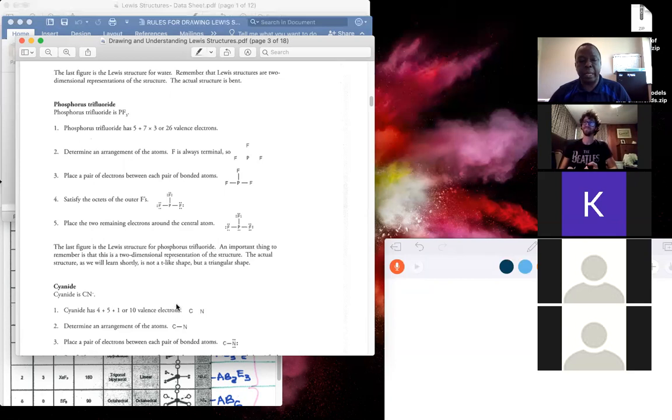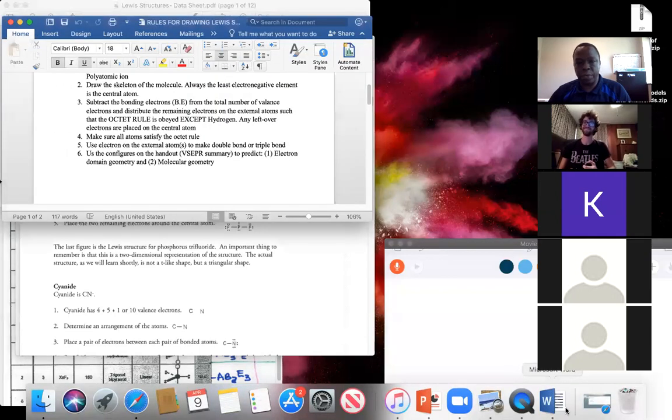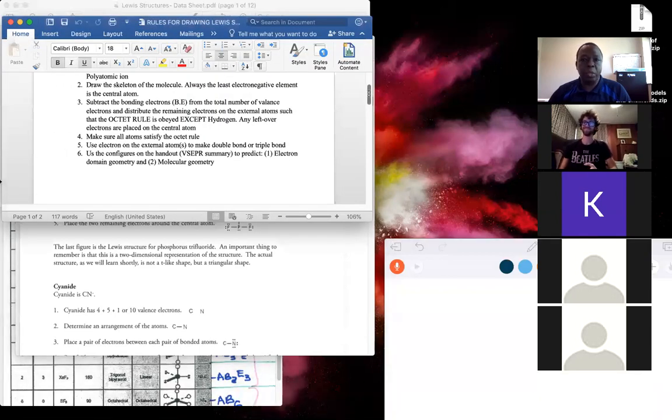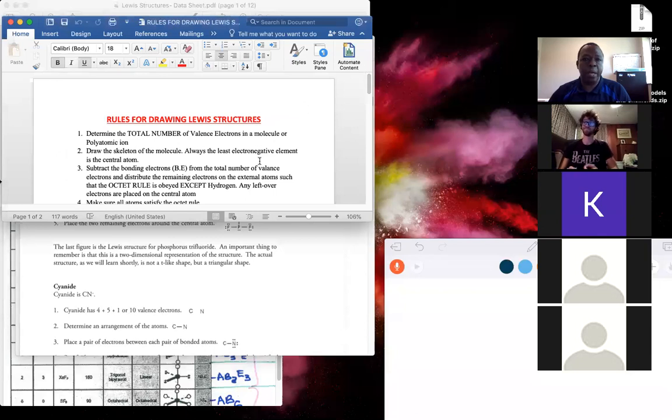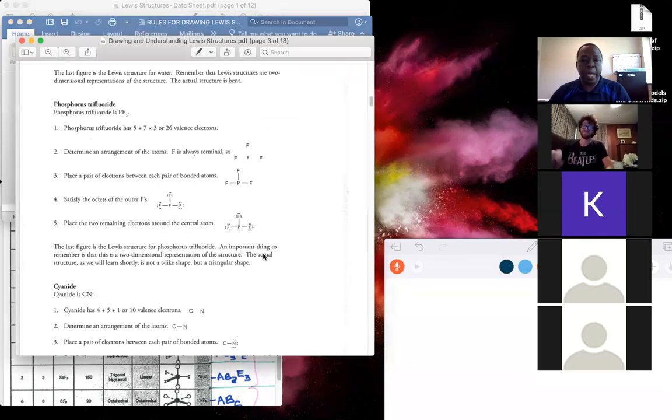Let me show you those handouts, the sets of rules. Here are the rules I'm talking about, the rules I have here on how to draw the Lewis structure for a compound. I'm going to walk you through this using H2O as an example.